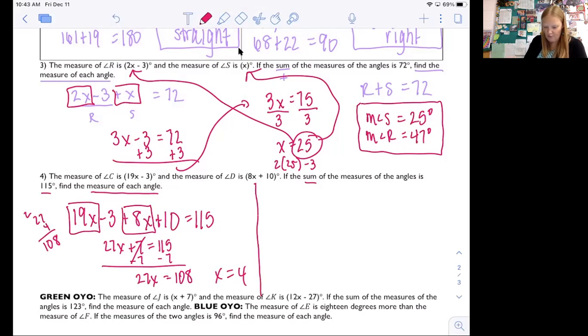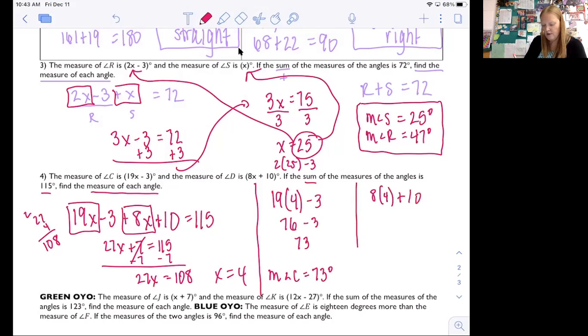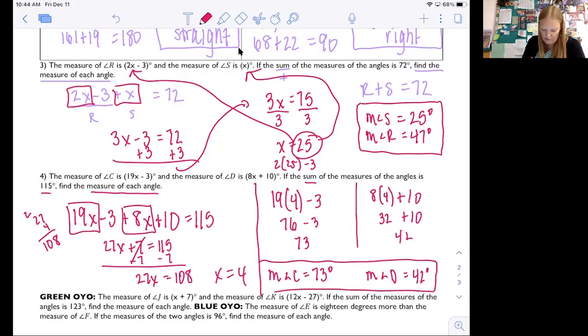Okay, now I've got to plug it back in and figure out what it is. So I've got 19 times 4 minus 3. 20 times 4 is 80, minus 4 is 76, minus 3 is 73. So the measure of angle C is 73 degrees. And let's find D. It's 8 times 4 plus 10. That's 32 plus 10, 42. So the measure of angle D is 42 degrees. And if I add those together, I get 115. So it's perfect.